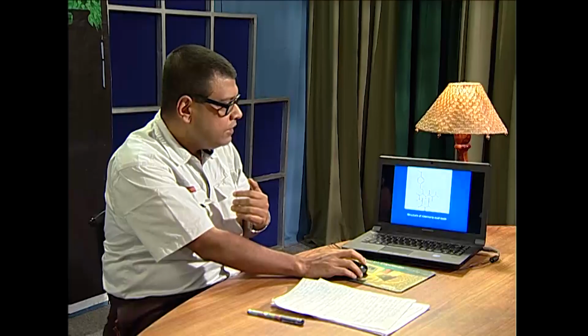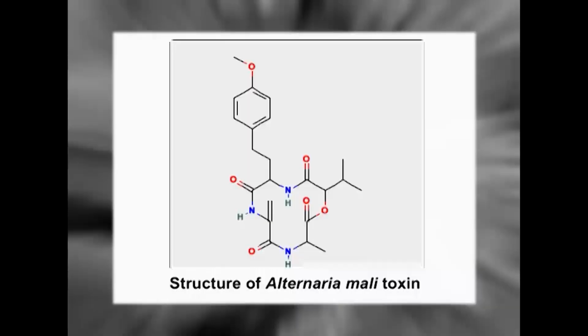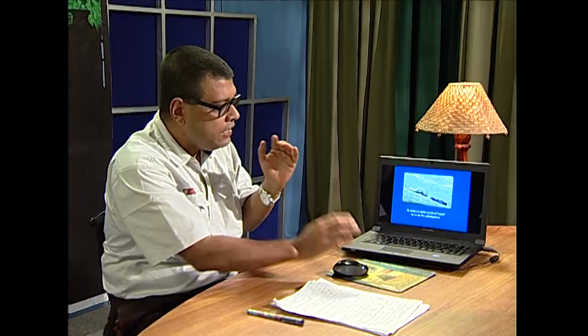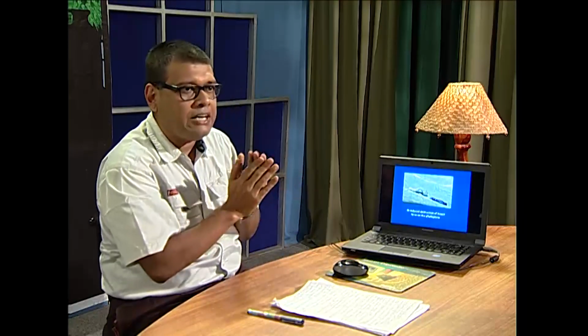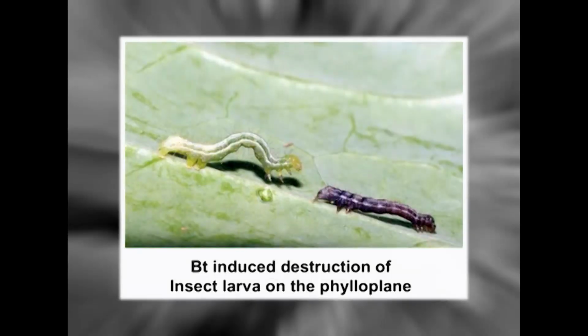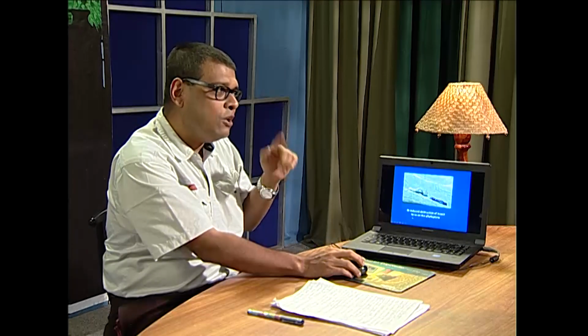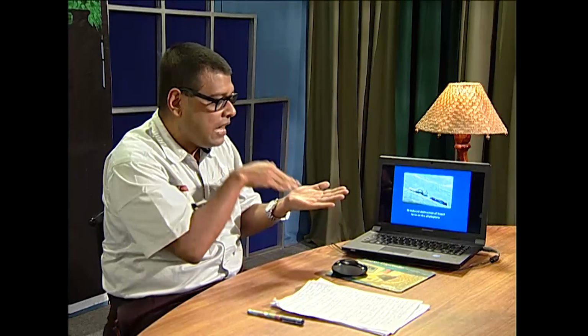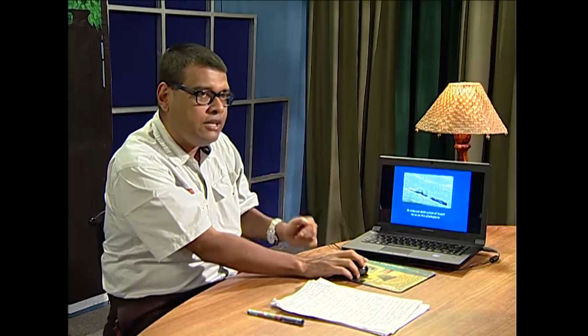Now sometimes there may be some specific toxin like the Alternaria mali toxin. This AM toxin actually will produce typical pathogenic symptom caused by other fungi in apple leaf. So toxin production, like in bacteria, is also equally important in case of fungus. This is another interaction between insect and the bacteria, where you can see this caterpillar is being killed because of the Bacillus thuringiensis toxin produced by the phyllosphere bacteria. So it is also a natural case where the insect damage is being reduced because of prior bacterial infection.